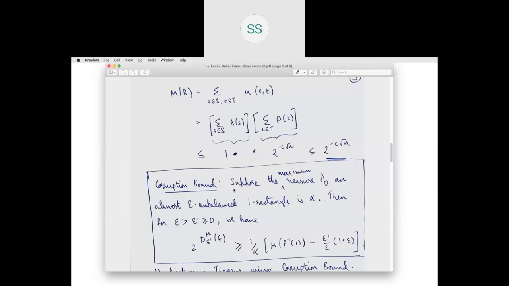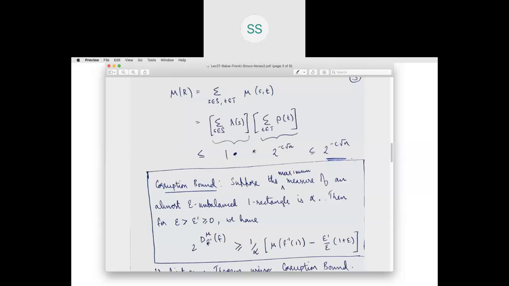So suppose we are considering a 0, 1 function f. Now if for that function f, the maximum measure of an almost epsilon unbalanced one rectangle is alpha, then for such an f, we have 2 power the distributional complexity of f with respect to the distribution mu. There is always this distribution mu that we are talking about, of any distribution mu, and the error parameter of the distributional complexity is epsilon prime.